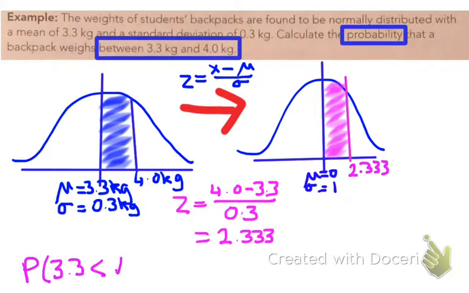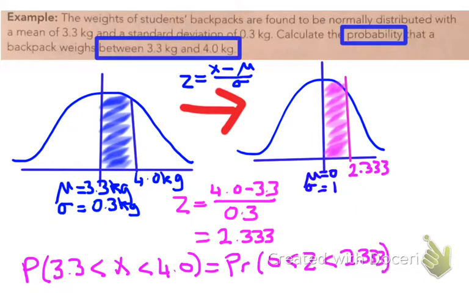So therefore we can write down the probability that x is between 3.3 and 4 kilos is equal to the probability that z is between 0 and 2.33. And when we look that up on the table, that gives us a value of 0.4902.